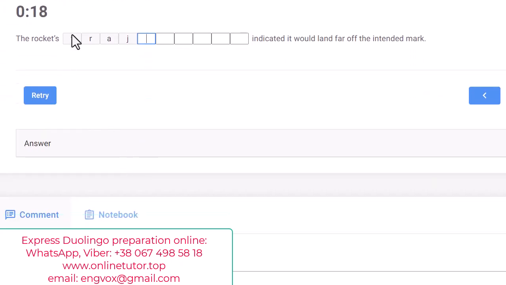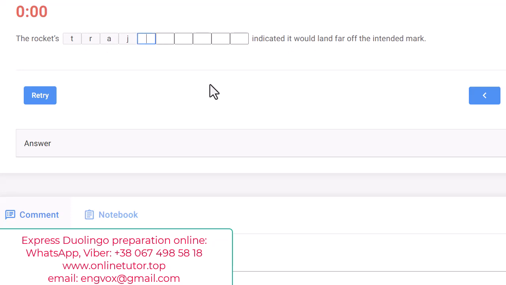The rocket's ___ indicated it would land far off the intended mark. Of course, it's very nice if I understand the sentence. Then I clearly see here apostrophe s. It means most probably this is a possessive case. If it's a possessive case, we have here a noun, 99%. Probably we may have here an adjective if it is followed by a noun, for example, the rocket's long tail. But there is no tail, it's indicated, it's a verb. So this is a pure noun.